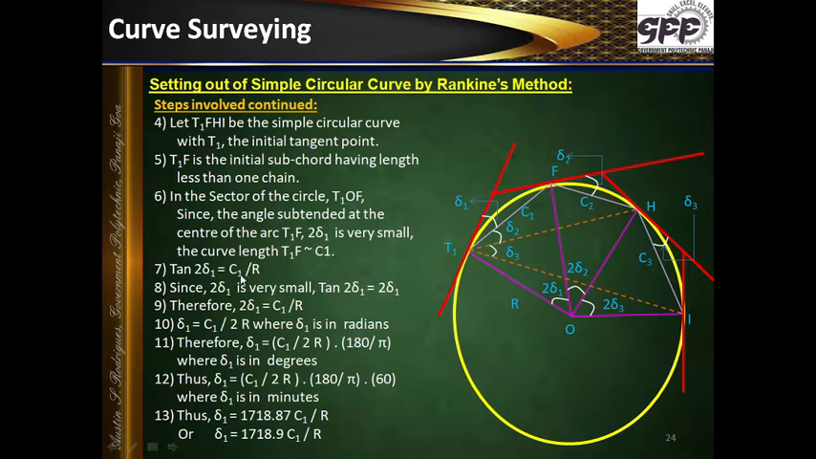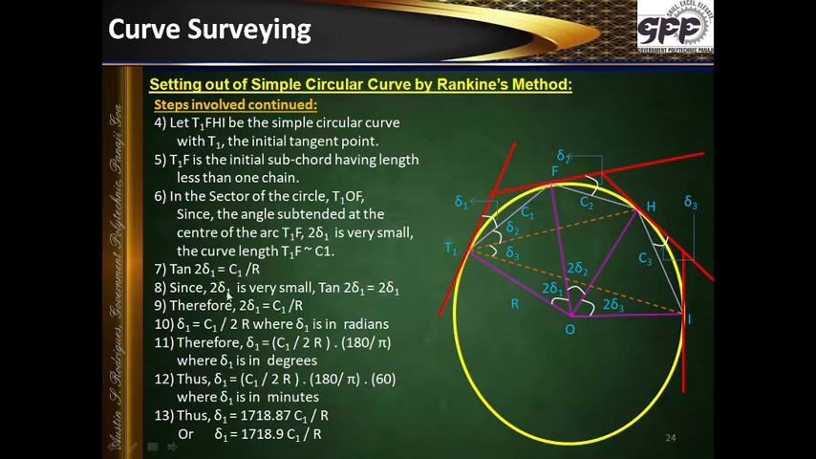So if that is the case, tan of 2 delta 1 can be written as C1 upon R. Tan is obviously opposite upon adjacent, so tan of 2 delta 1 can be written as opposite, that is C1, upon this distance, that is R. So tan of 2 delta 1 is equal to C1 upon R.